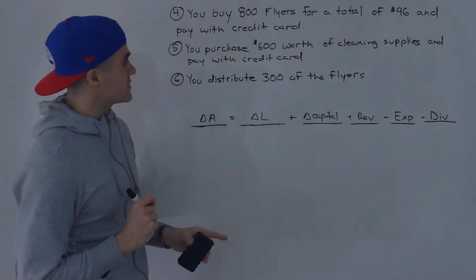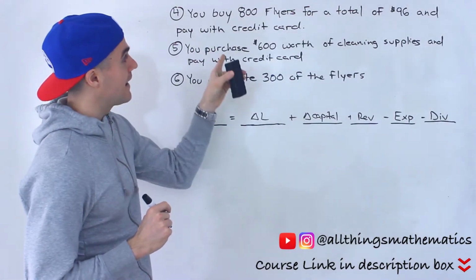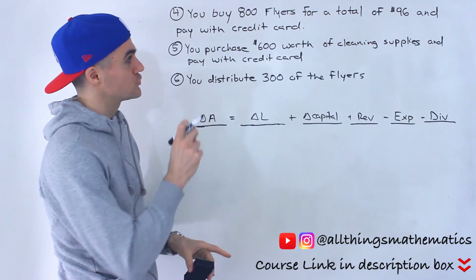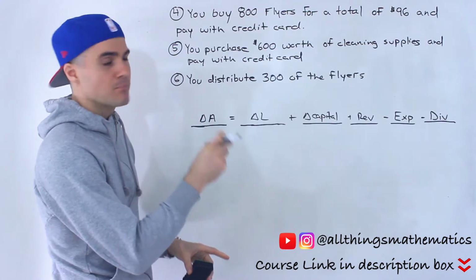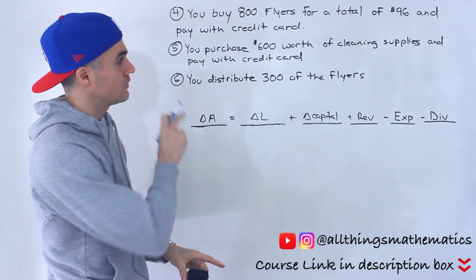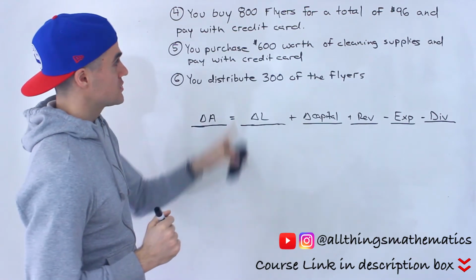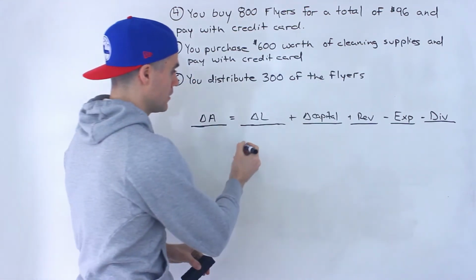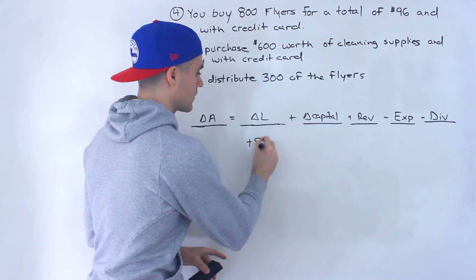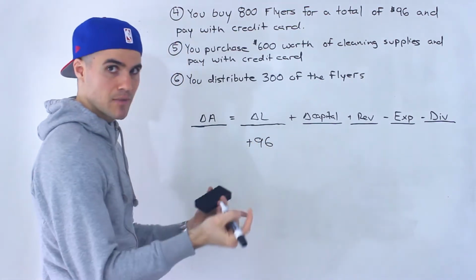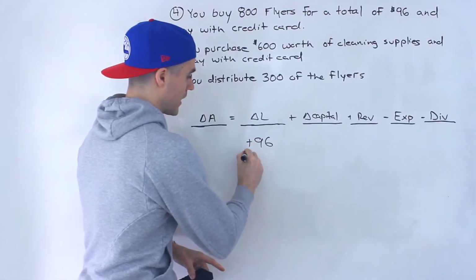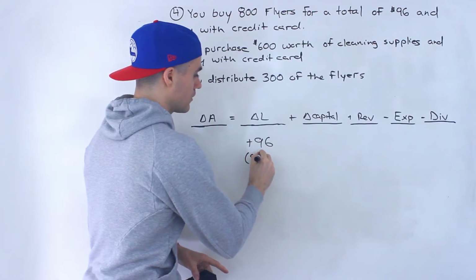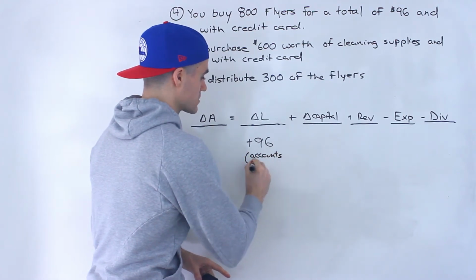Moving on to the next three. So the fourth one, you buy 800 flyers for a total of $96 and pay with a credit card. So notice that that's a transaction. So the fact that we're paying with a credit card, we know that our liabilities are going up by $96. And as I mentioned, any credit card payments, they're going to go under the accounts payable.